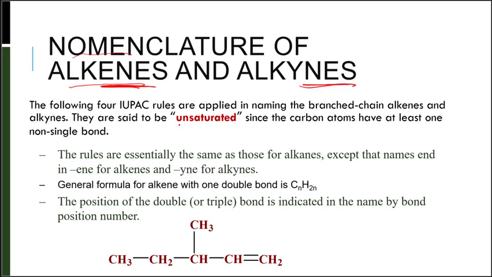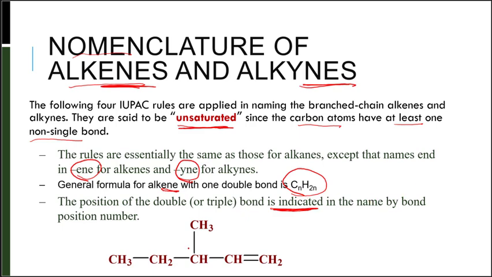These compounds are said to be unsaturated since the carbon atoms have at least 1 non-single bond. The rules are essentially the same as those for alkanes, except that names end in "ene" for alkenes and "yne" for alkynes. The general formula for an alkene with 1 double bond is CnH2n, so similar to that cycloalkane. The position of the double or the triple bond needs to be indicated in the name by bond position number.